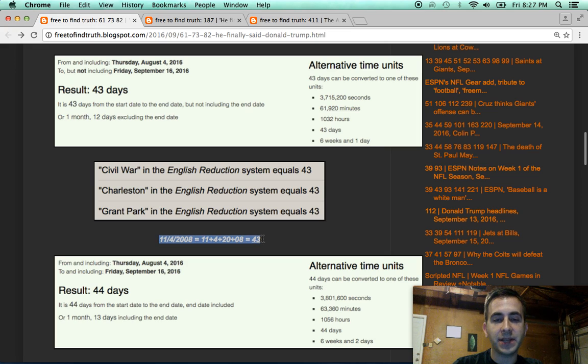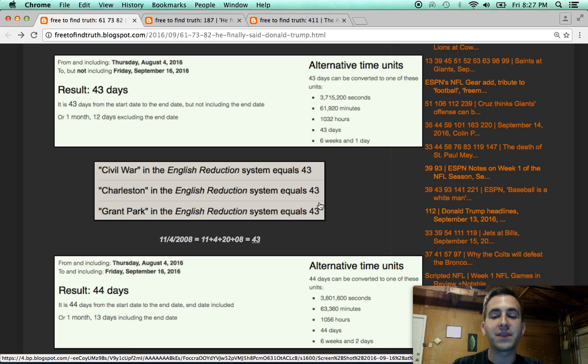Obama was elected on a date with 43 numerology, November 4th, 2008. He gave his acceptance speech in Grant Park in Illinois, the land of Lincoln, the Civil War president. Lincoln was born February 12th, the 43rd day of the year. The Civil War began in Charleston, which equals 43, Civil War 43.